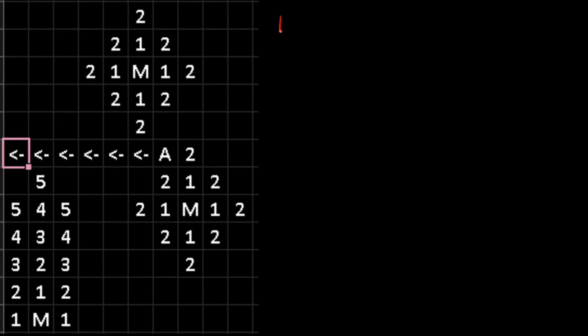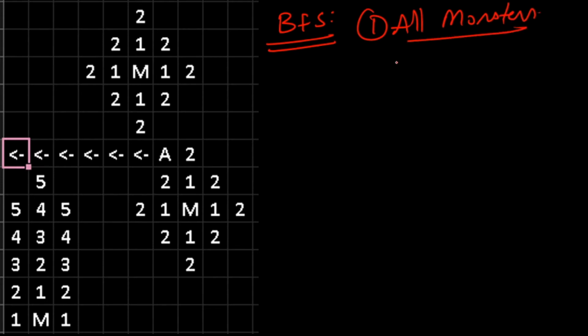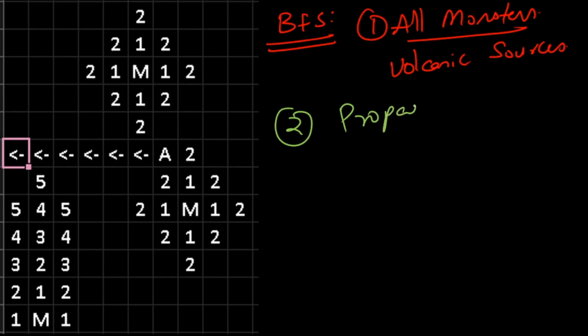So for this problem, let's try and propagate a few things with BFS. The first thing that needs propagation is all monsters. These monsters can be treated as volcanic sources. The second thing that needs to be propagated is the player.